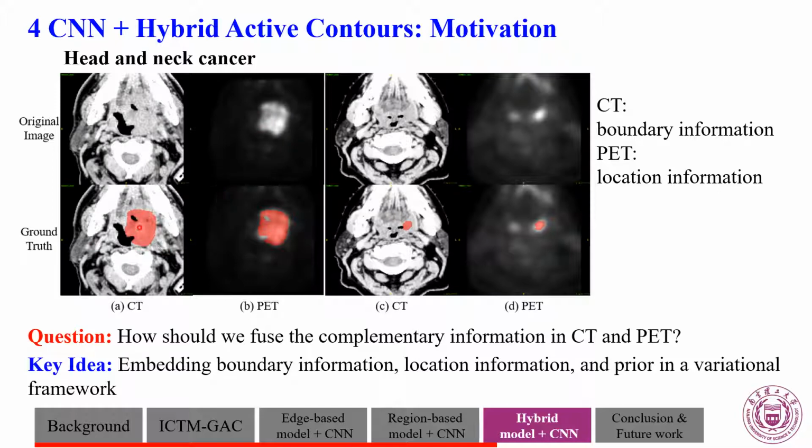Look at this example. CT image can provide clear boundary information. For example, in this part, while the PET image is blurring in this part. On the other hand, PET image can provide location information, which can help us to quickly identify the suspicious lesions. So the question is how we should fuse the complementary information in CT and PET. And also we want the segmentation method to be fully automatic. Our key idea is to embed weak boundary information, location information, and prior in a variational framework.